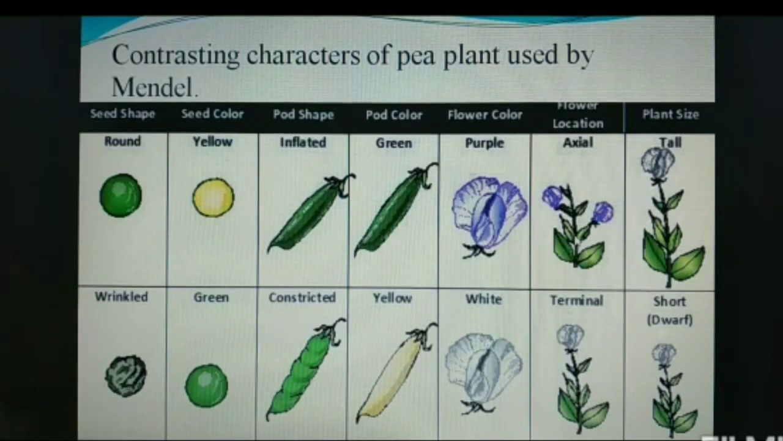Axial means flowers rise at the angle of the leaves. Terminal means the flowers form at the terminal end, that is the end of the stem or the branches. Then plant size also, some of the plants were tall and some of the plants were dwarf. These 7 contrasting characters Mendel chose for his experimental purpose.